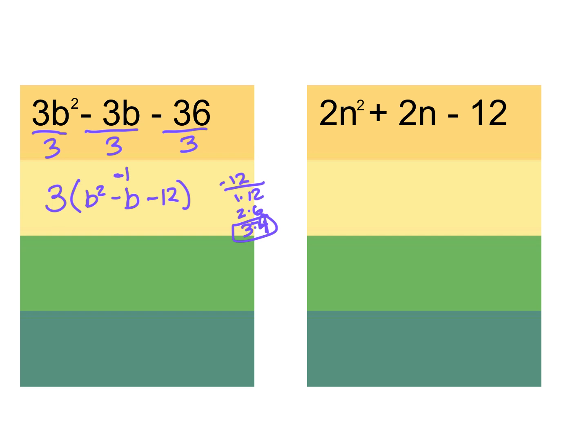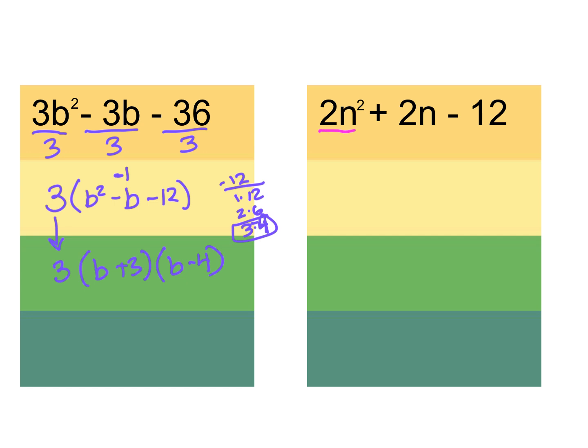If I take 3 times negative 4, that would give me a negative 12. So I'm going to go ahead and bring my 3 down, and I'm going to write b plus 3 and b minus 4. And we're done. The last one.